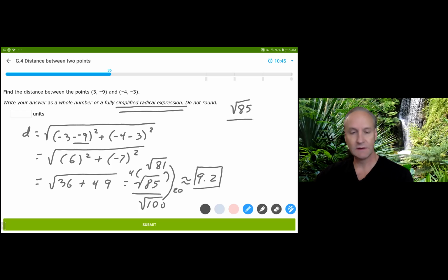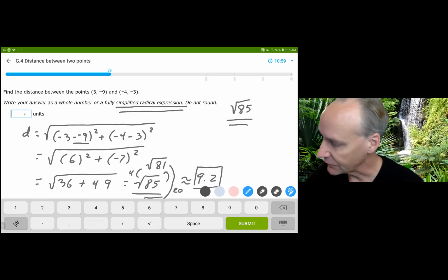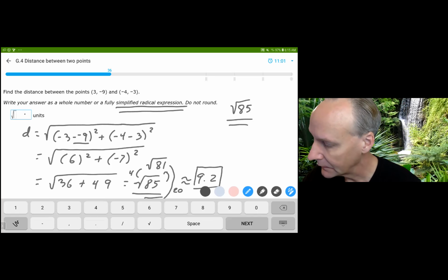The actual distance is exactly the square root of 85 units, and I cannot reduce this radical. The reason I can't reduce it is because it has no perfect square factors. But anyway, we'll move on. Let's see if they give me a square root symbol. There it is. 5. And looks like we're done with that.